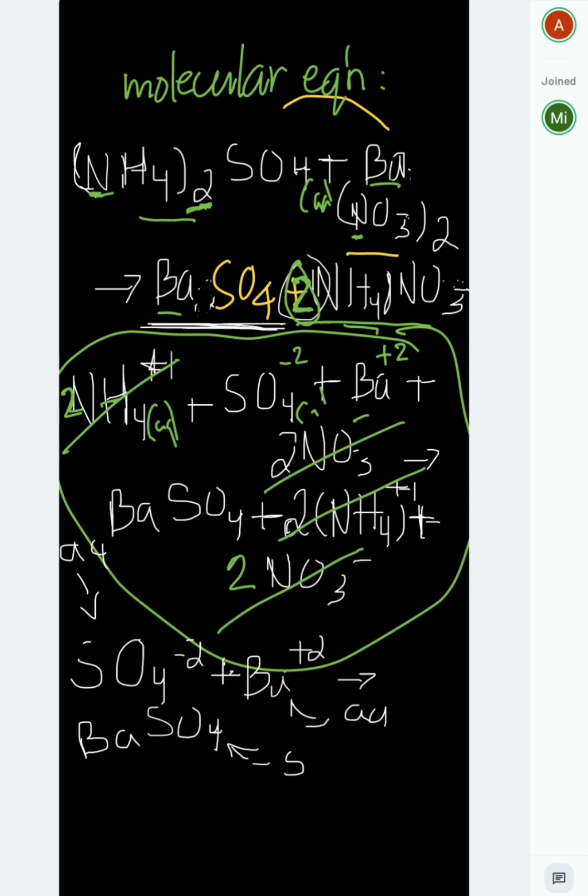Alright, let's try number 6. Number 6 is, give the balanced chemical equation for the neutralization reaction that occurs when an aqueous solution of HCl is combined with an aqueous solution of barium hydroxide.